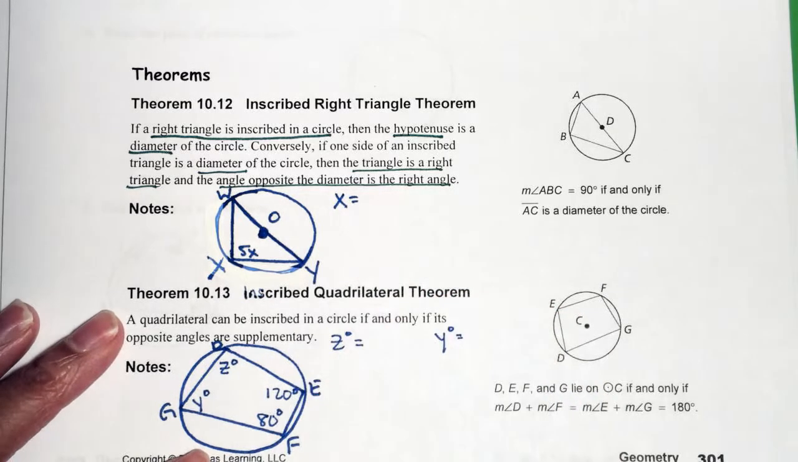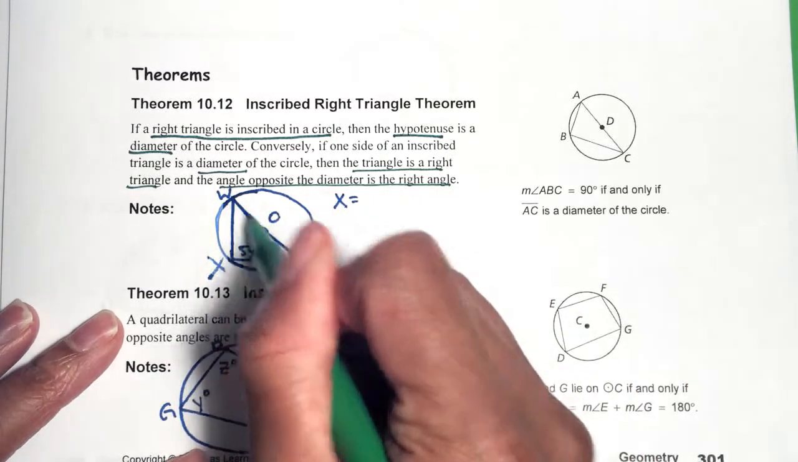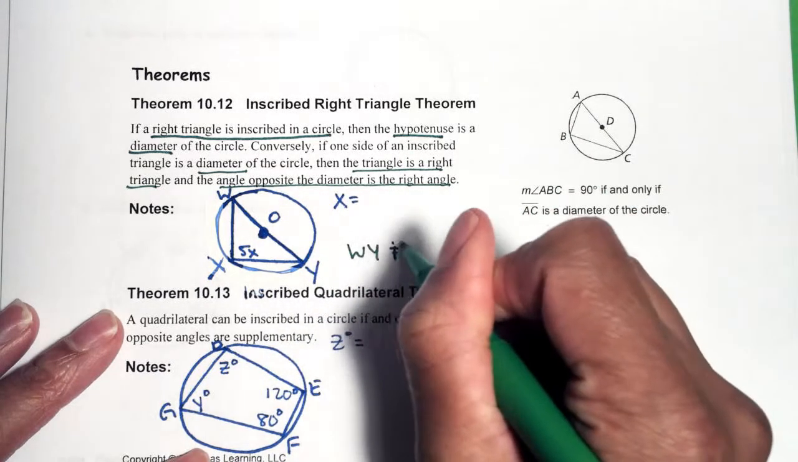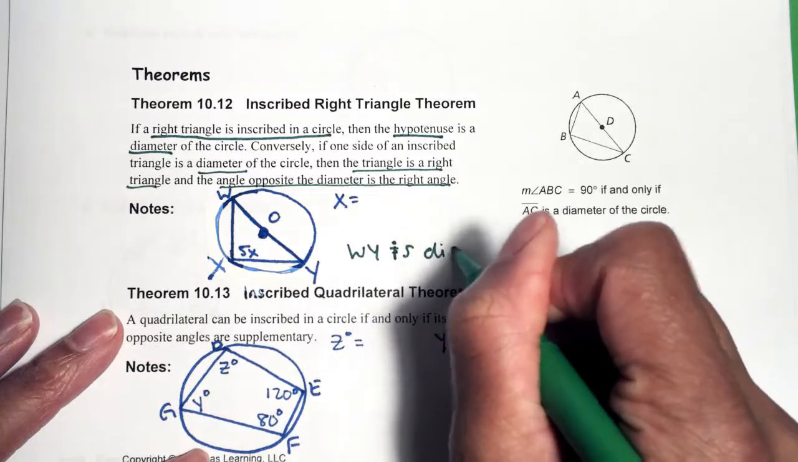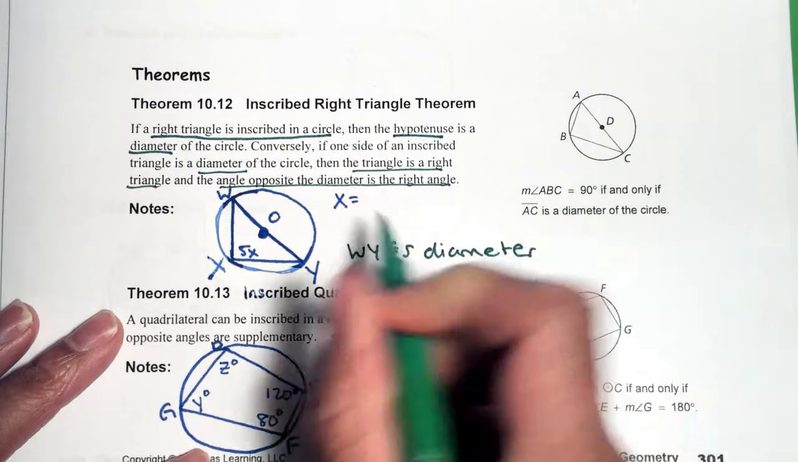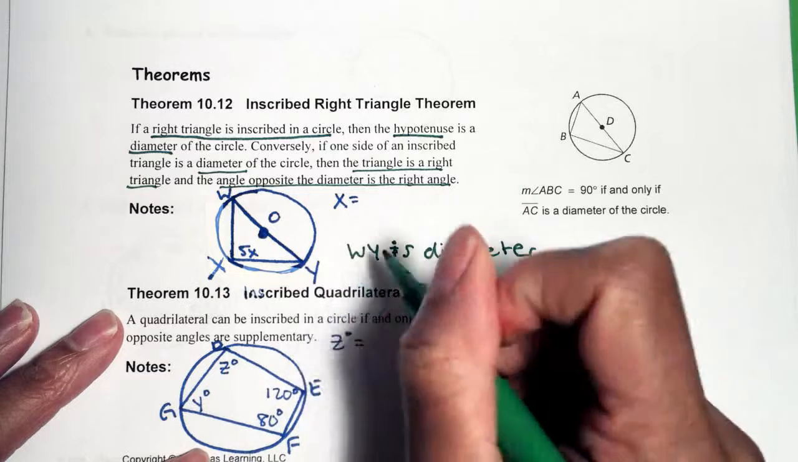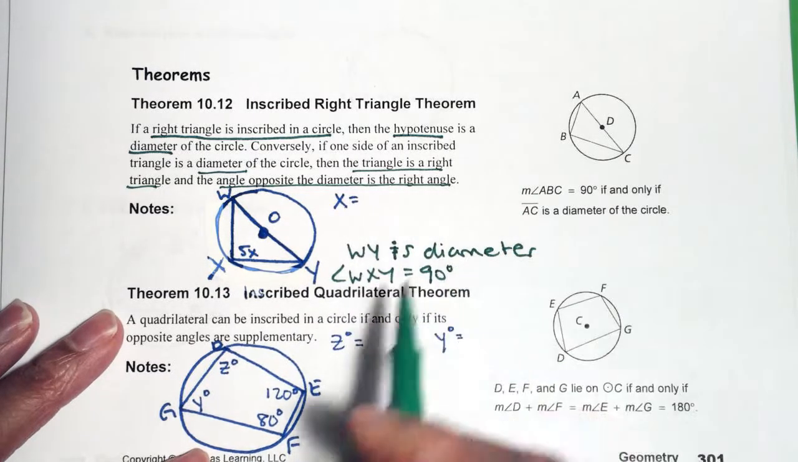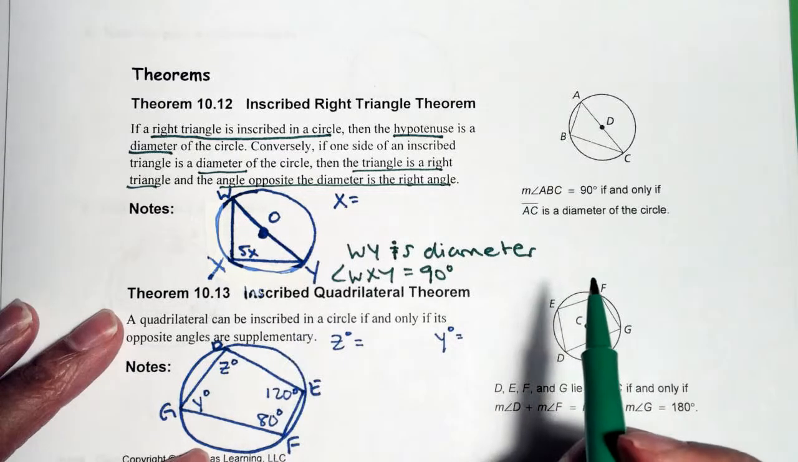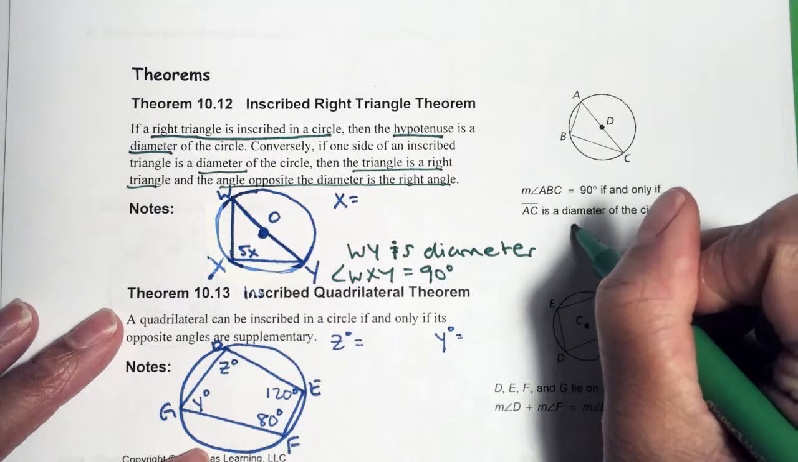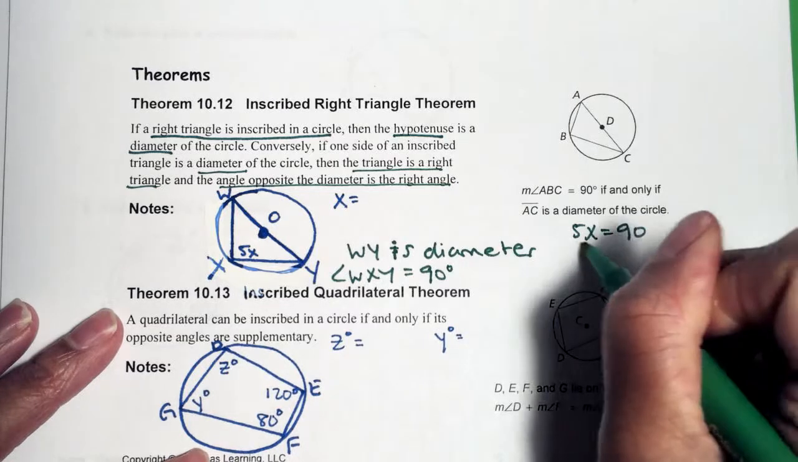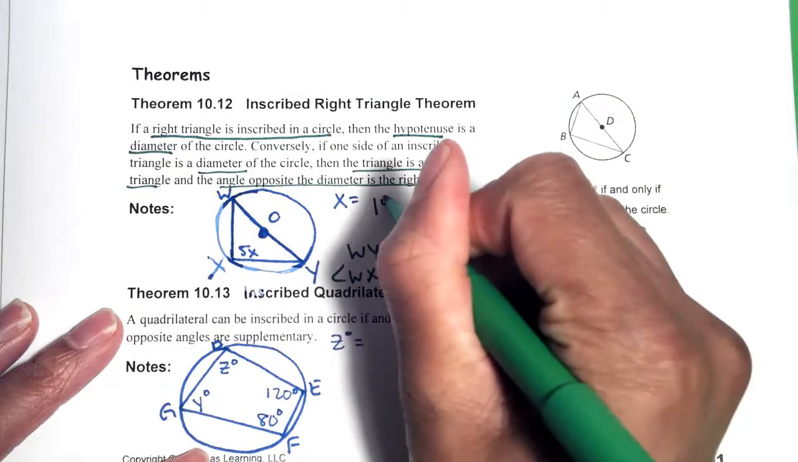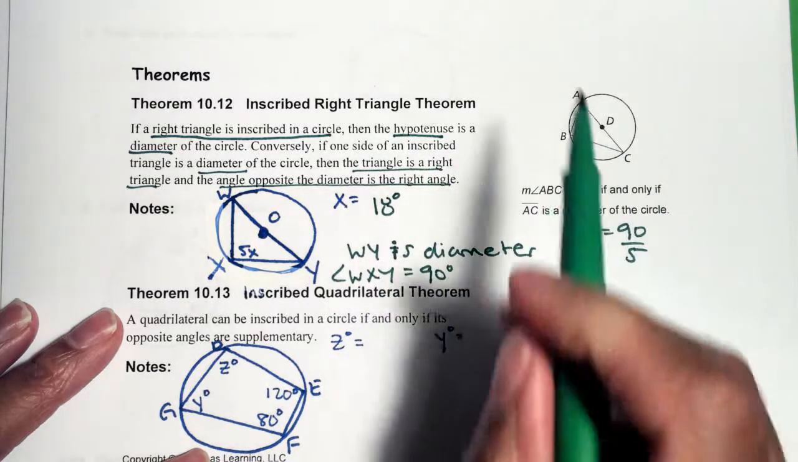So in this case, I have a right triangle inscribed in this circumscribed circle, and I want to find out what x is. Well, I know that WY is my diameter, and that would make angle WXY 90 degrees. However, we have 5x here, and that's what we're trying to solve for. So I will have 5x equal to 90, and when I divide by 5, I get x equals 18 degrees. X equals 18.